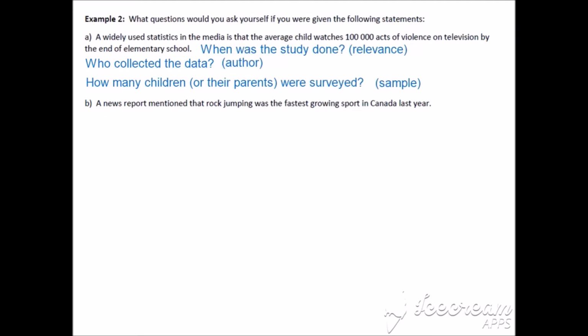Okay, and then what about what question was asked? Okay, so this is about bias, right? Is there bias in the actual sampling? So just a couple questions here.